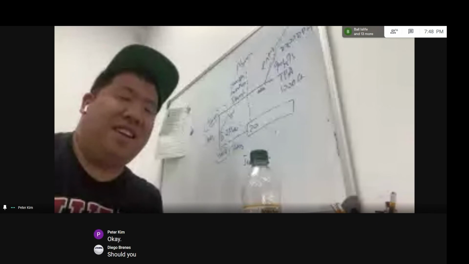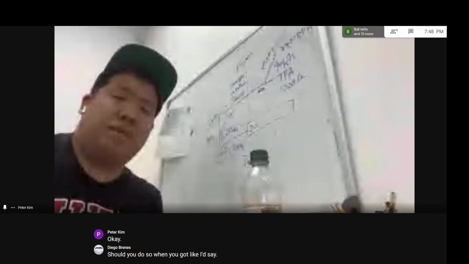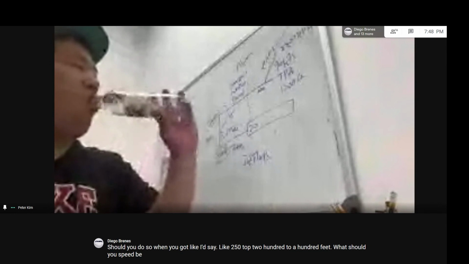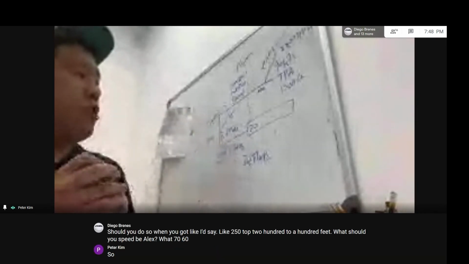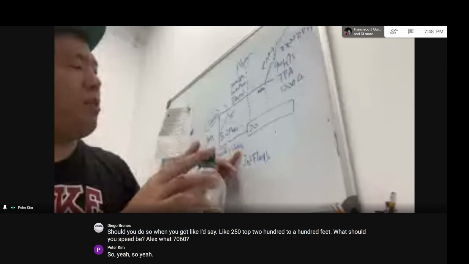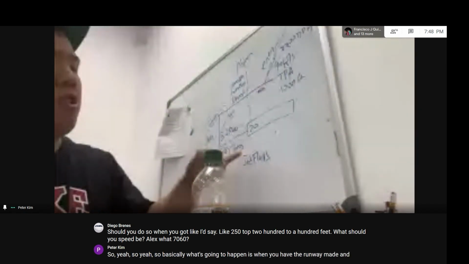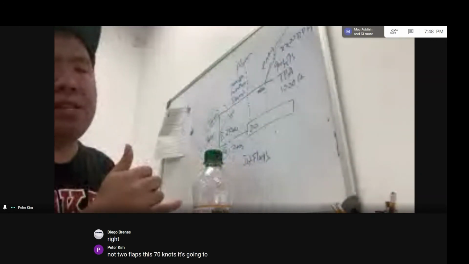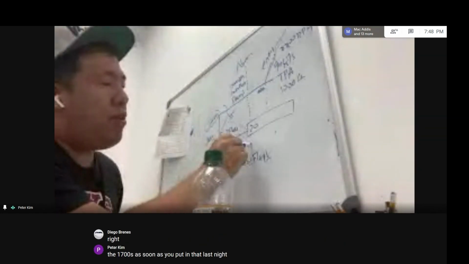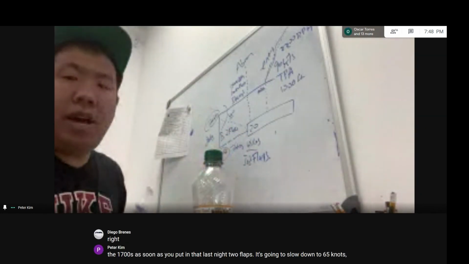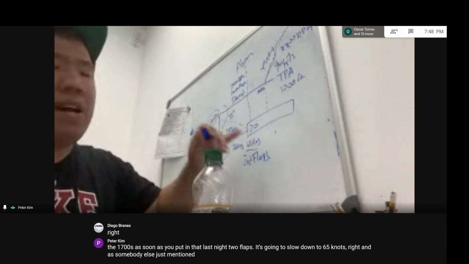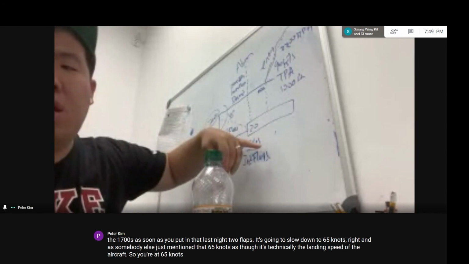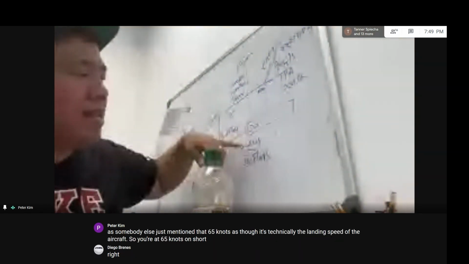When you're about like, I'd say 200 to 100 feet, what should your speed be? Like 70, 60? So you're at 70 knots, right? Basically what's going to happen is when you have the runway made and you add your third notch of flaps, this 70 knots is going to automatically slow down to 65 knots, because the last notch of flaps is drag, right? And as somebody else just mentioned, that 65 knots is technically the landing speed of the aircraft. So you're at 65 knots on short final, right? So that's how it works.